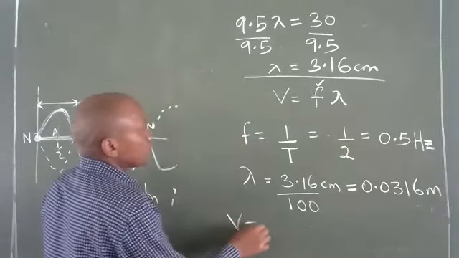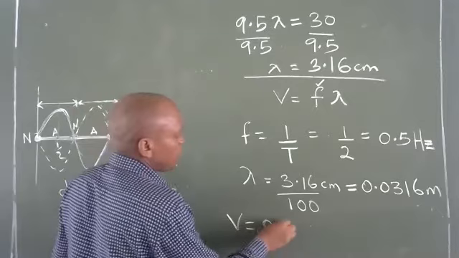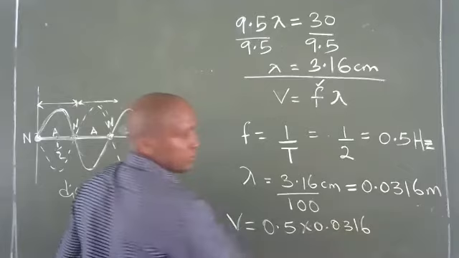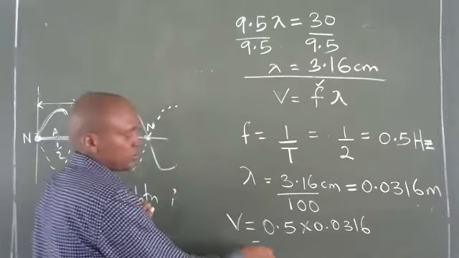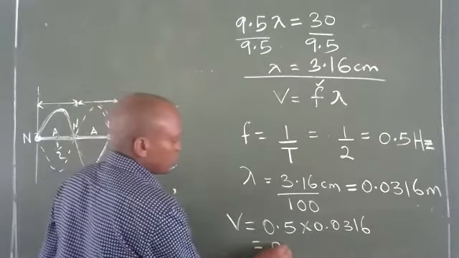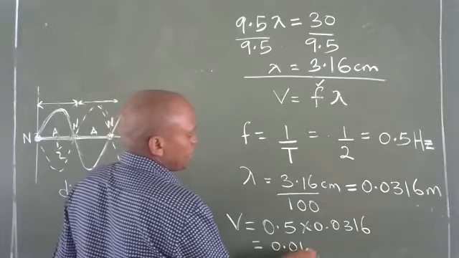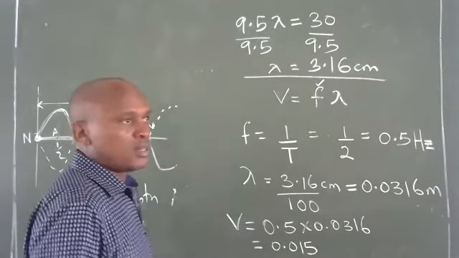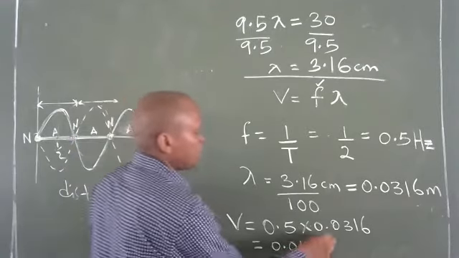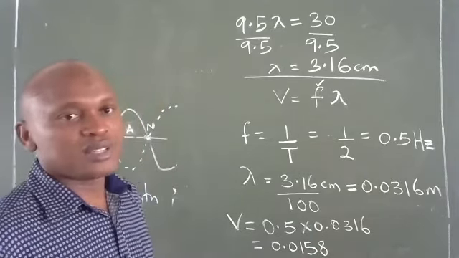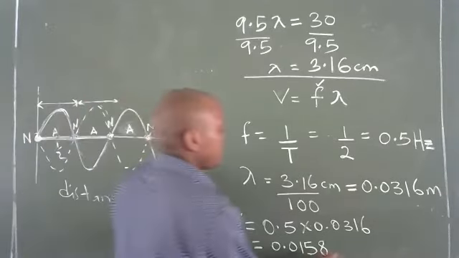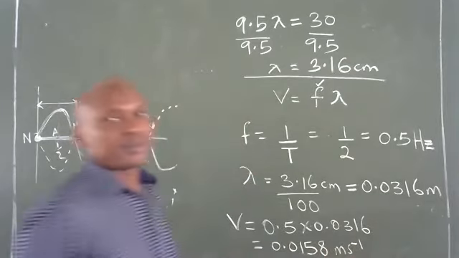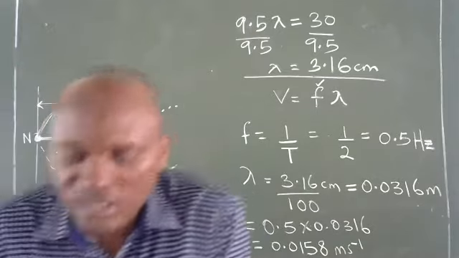So therefore V is equal to 0.5 times 0. Somebody help us multiply. You get 0.015, 0.15. 8. 158. What are the units of velocity? Meters per second. Yes, meters per second. That's how we work out such numbers.